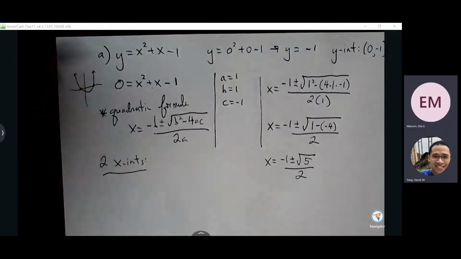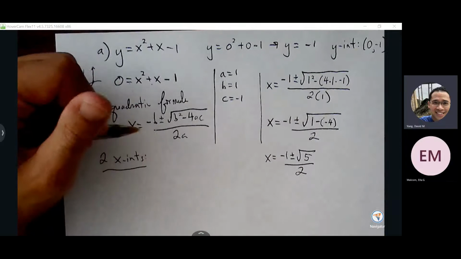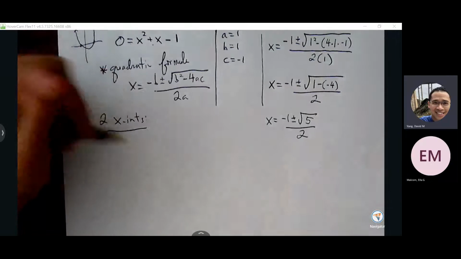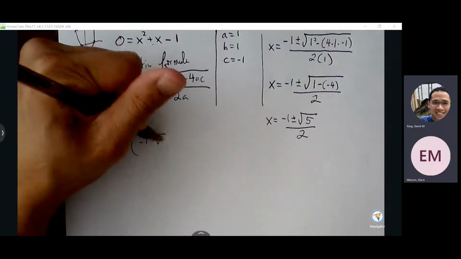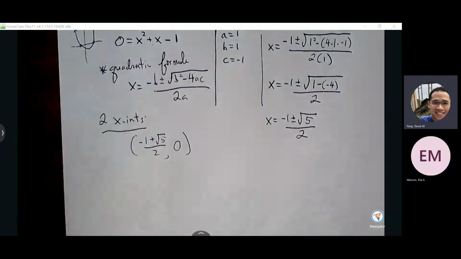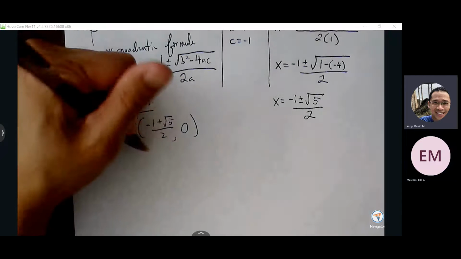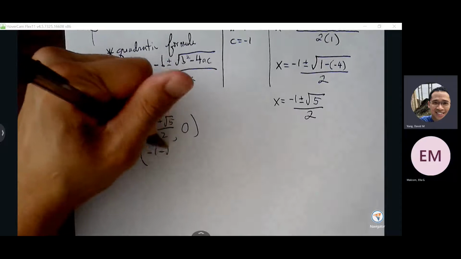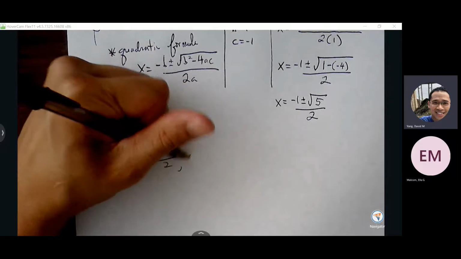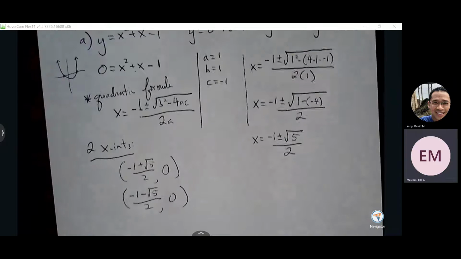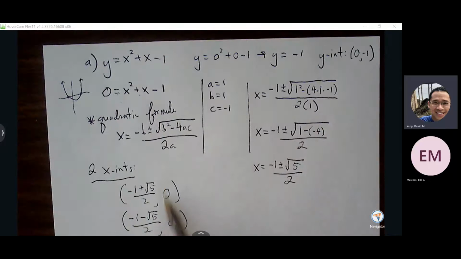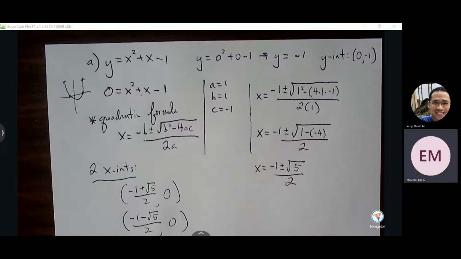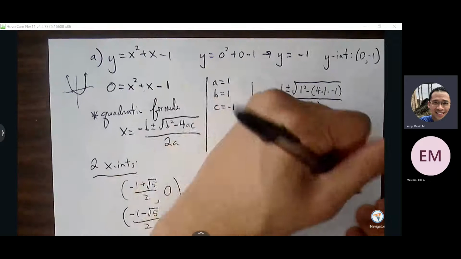We can leave it like this, but if we were to find the two decimal values, we would have to look at it this way. It'll be (-1 plus square root of 5) all over 2, 0, whatever that decimal value is. And the second x-intercept is (-1 minus root 5) all over 2, 0. One y-intercept, and in this case, we have two x-intercepts. Good. All right, let's try part B.